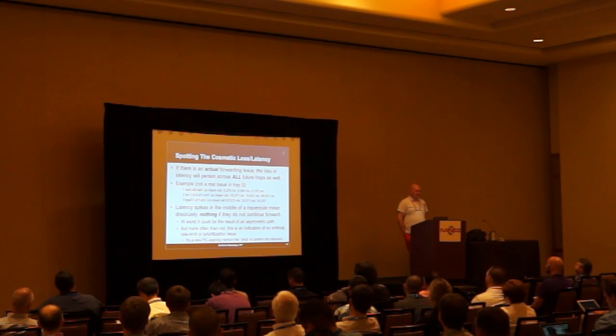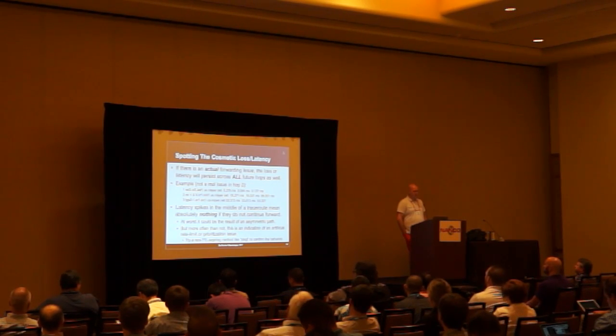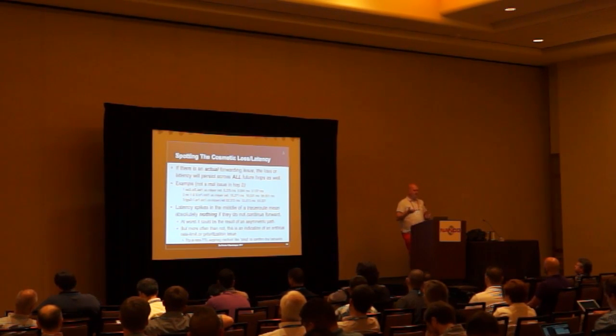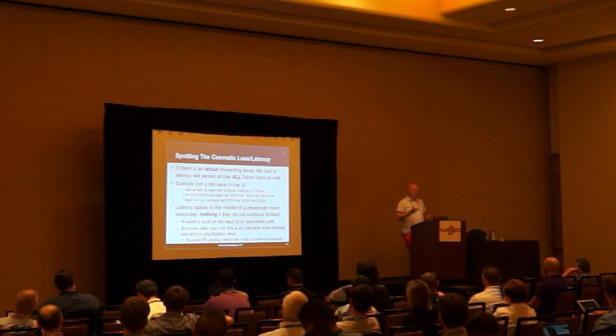If it's actually an issue, the loss and latency will persist across all future hops. So if you look at this example here, number 2, you see this weird spike from 18 milliseconds to 68 milliseconds. But you see how it doesn't continue in hop 3 and doesn't, I cut the rest, but it doesn't continue anywhere else? That means it's not a real forwarding issue. If it was actually in any way congesting or having a bad route or whatever, you would see that follow all the way through. If you don't, you know that it's completely cosmetic.